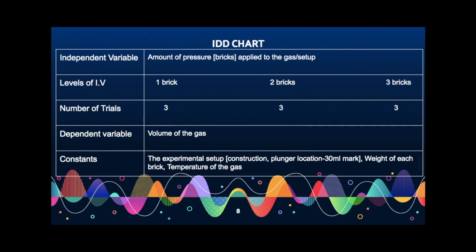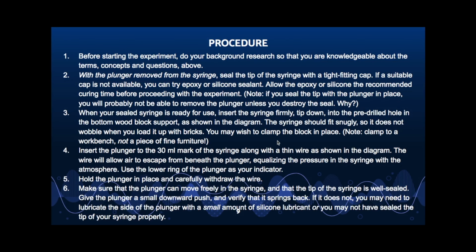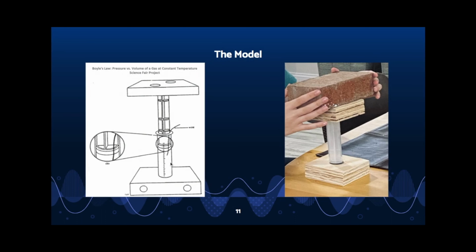Our independent variable is the amount of pressure or the amount of bricks applied to the gas or setup. Our levels of IV are 1 brick, 2 bricks, and 3 bricks. Our dependent variable is the volume of the gas, and the constants are the experimental setup as well as the initial volume of the gas, weight of each brick, and temperature of the gas. This is the procedure which we follow to build the model. And in the model, we blocked the syringe opening with silicone to prevent any gas escaping.